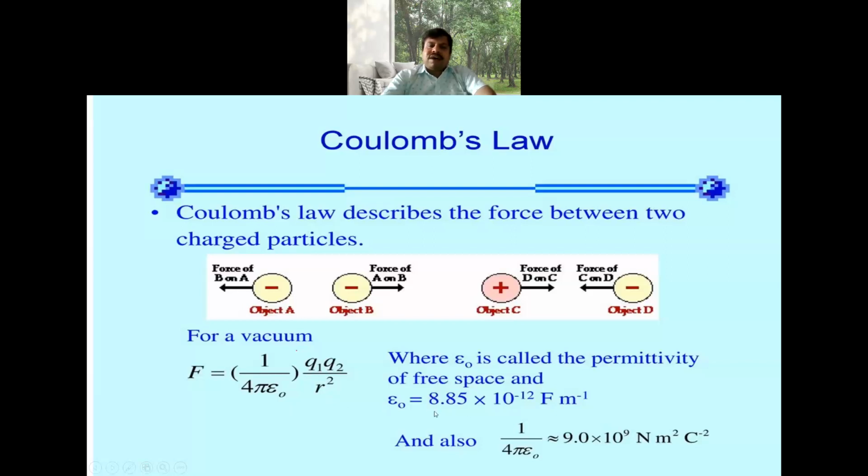The permittivity is the property of the space or material, that is how easily the electric flux lines are able to penetrate through it. So the value of permittivity is 8.85 into 10 power minus 12 farad per meter for free space.